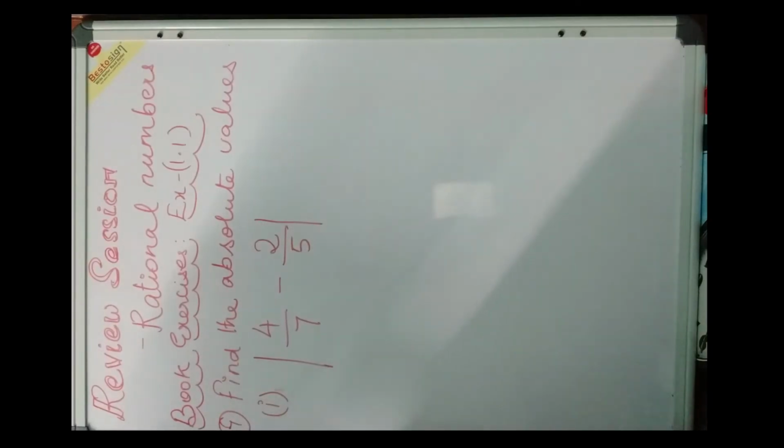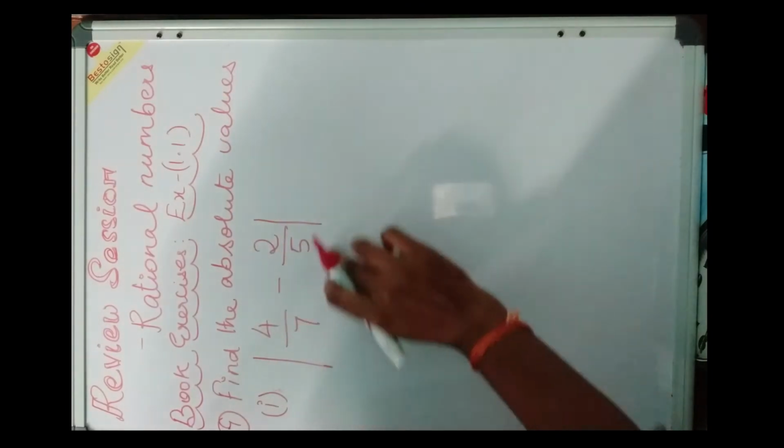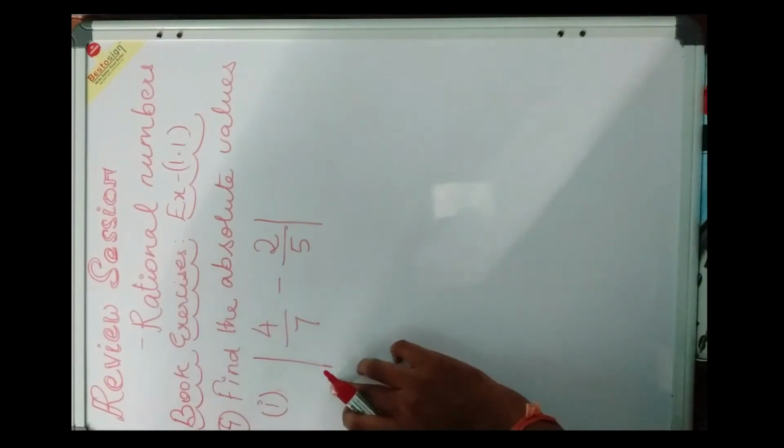Now the seventh question is, find the absolute values. Before finding absolute values, let's go to its definition. What is the definition of absolute value? Absolute value is nothing but a value irrespective of its sign. So when you write a fractional number or a rational number, you should not consider the sign. That value is called the absolute value. Here this is the symbol of the absolute value. So first do the operation and then you can convert it into absolute value.